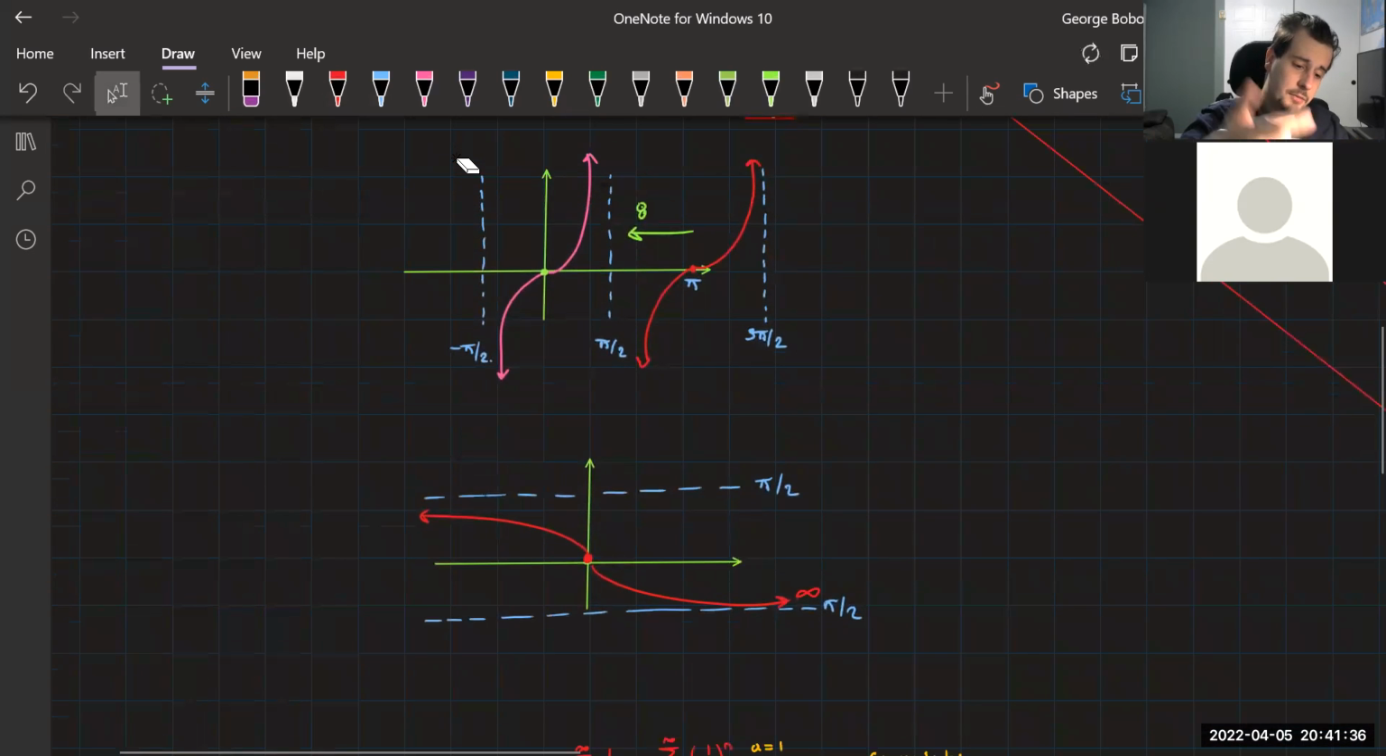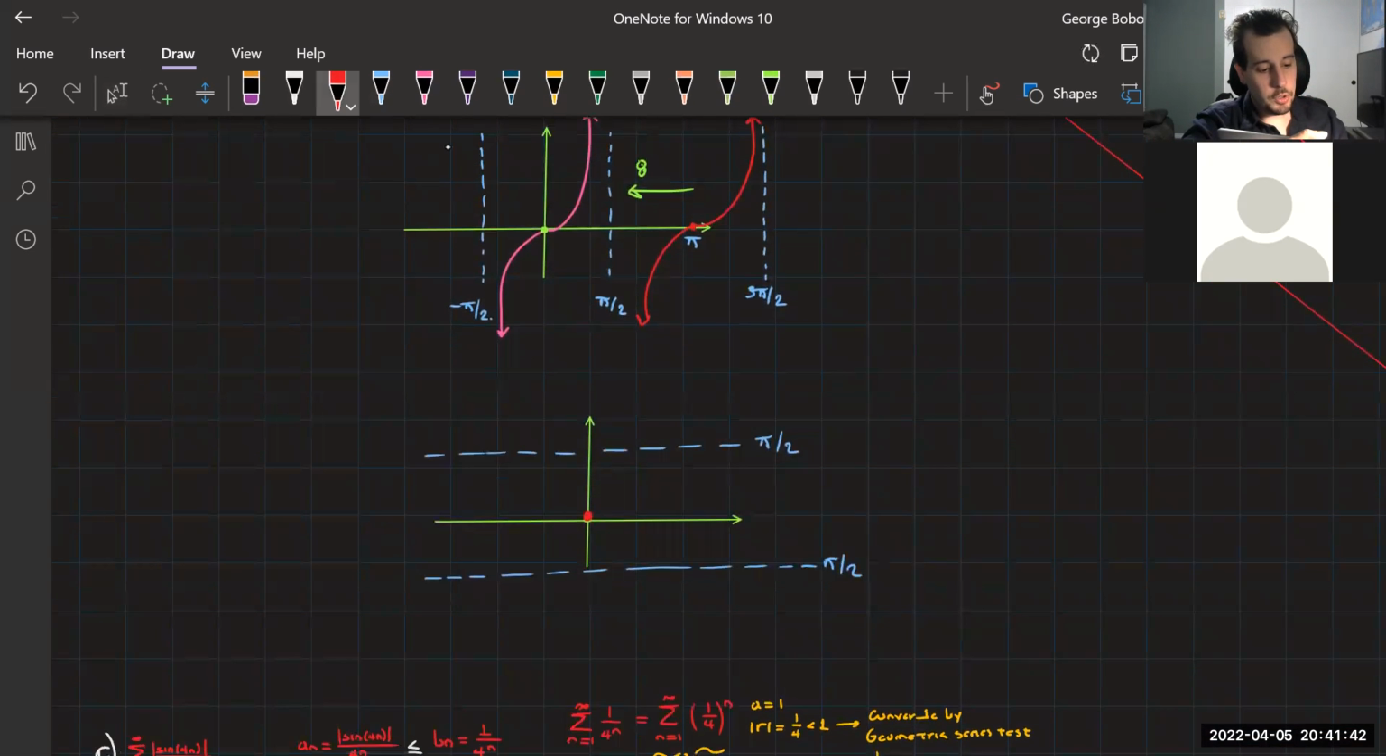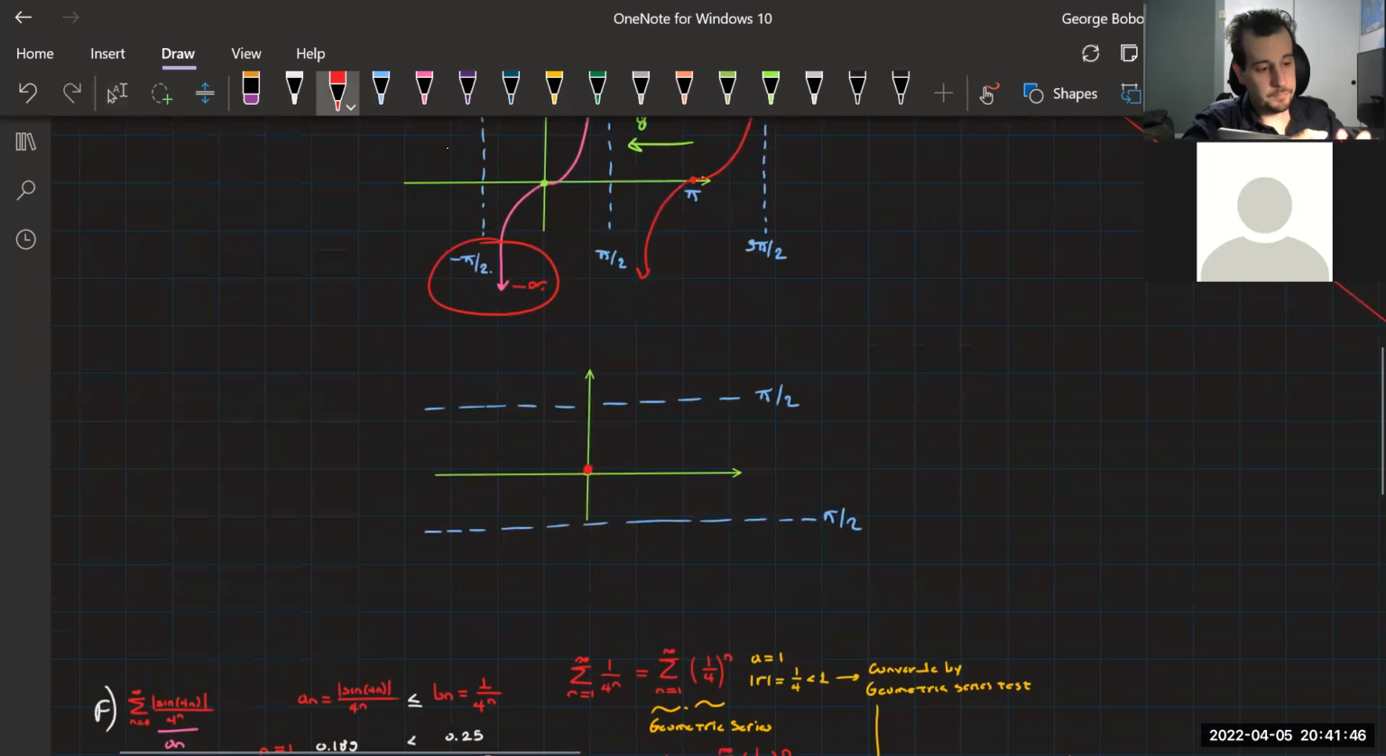Okay, so hold on. I think I've got it actually inverted. Hold on. I think I've got it the wrong way here. So when you're going to negative infinity, you're approaching negative pi over 2. And negative pi over 2 is here. Sorry, the lines here fooled me. I thought this was positive.